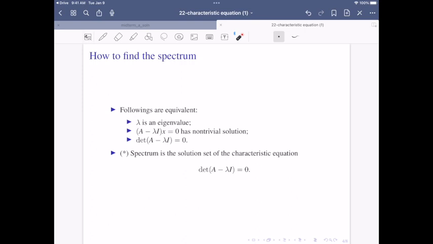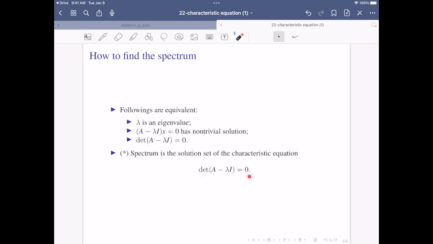Those are equivalent. So lambda is an eigenvalue, or equivalently, A minus lambda I times x equals 0 has a non-trivial solution. What it means is the determinant of A minus lambda I equals 0. So A minus lambda I is singular. Those are all equivalent. So the spectrum is the solution set of the characteristic equation, determinant of A minus lambda I equals 0.